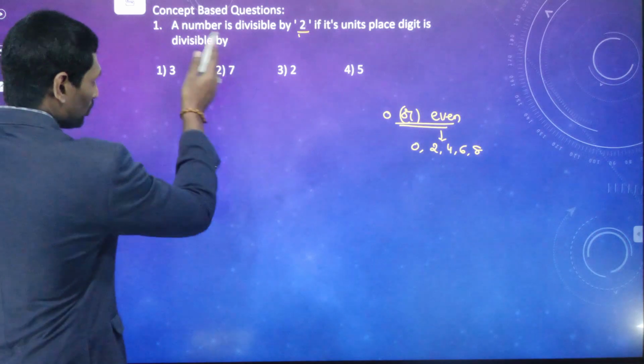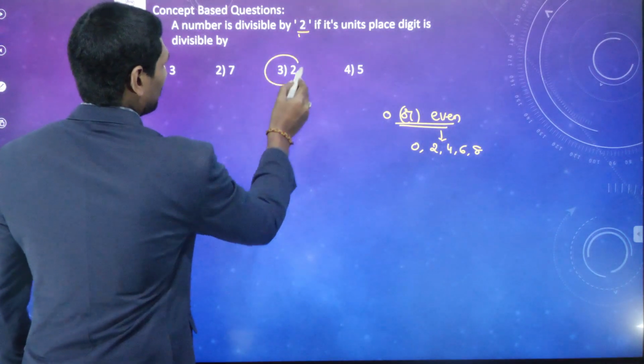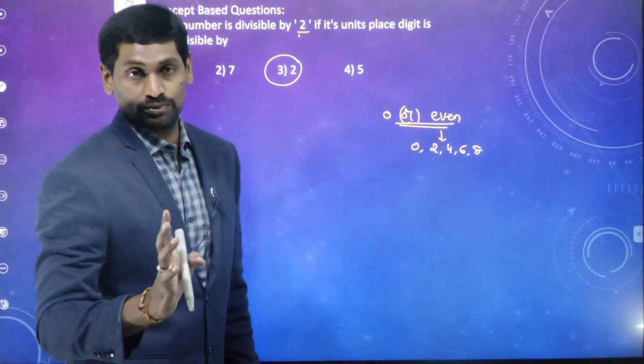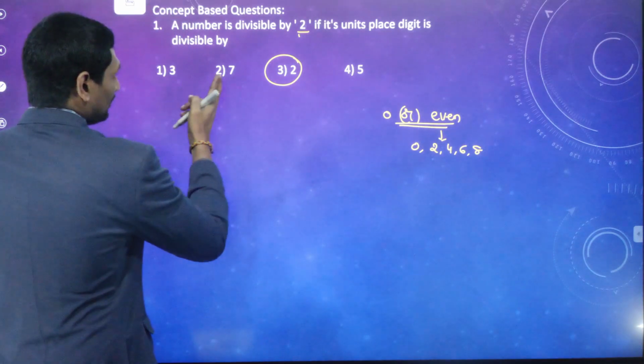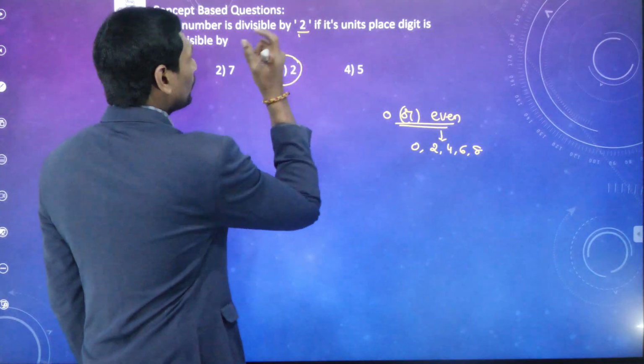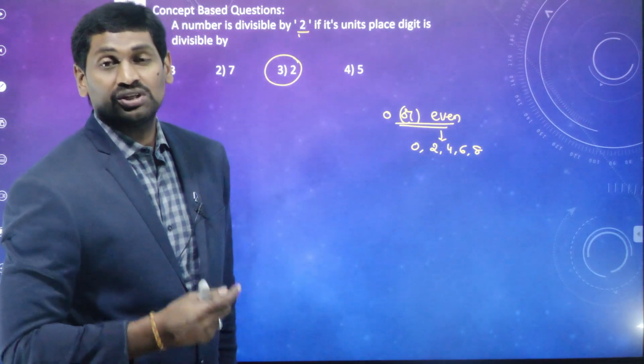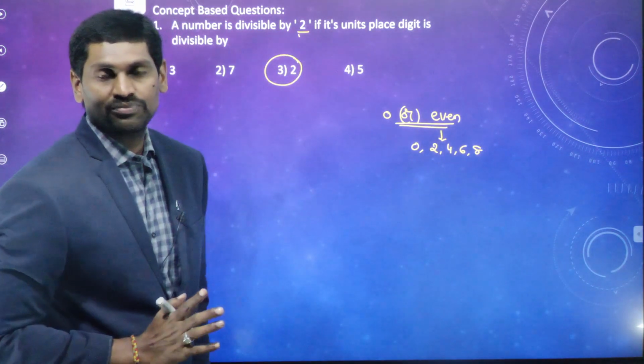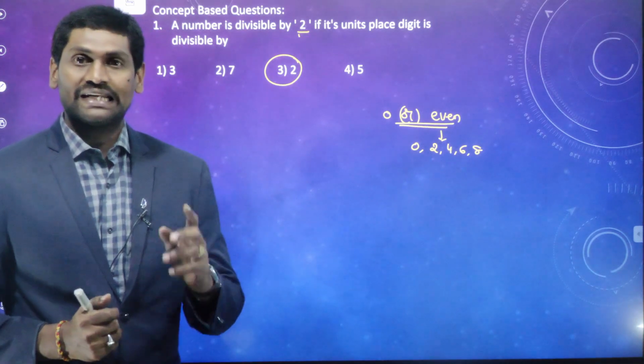So according to the options, option number 3 is exactly suitable for us. The remaining 3 options are all odd numbers. Only 2 is an even number. So we have to go with option number 3. Let us move on to the next problem.